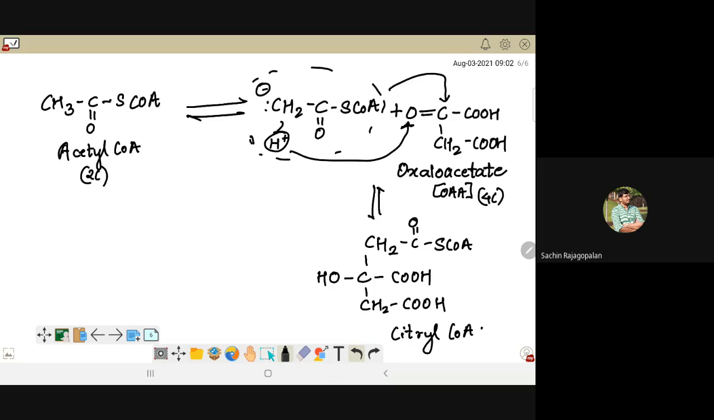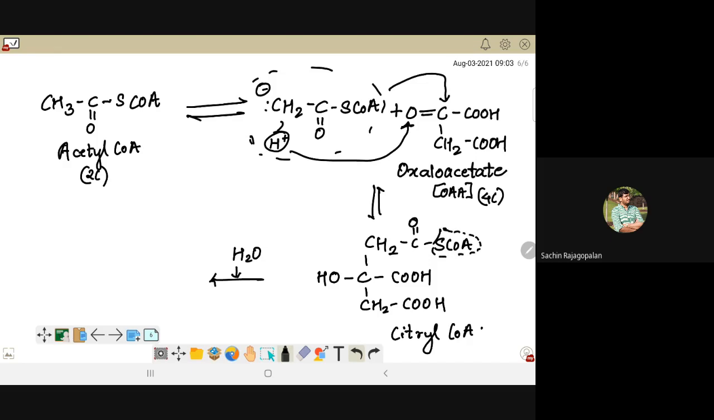Now, this citryl CoA has to be converted to a stable compound. That's the first stable compound of citric acid cycle or TCA cycle. Okay, so what we are going to do here is add a water molecule. We are going to carry out hydration, wherein you get rid of this part. You get rid of CoA.